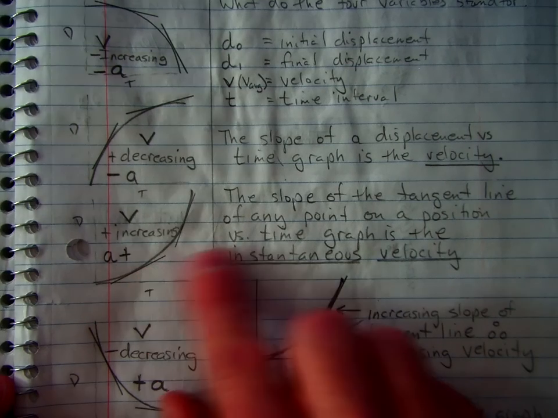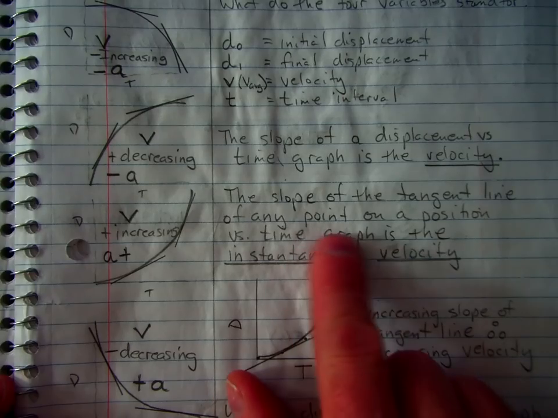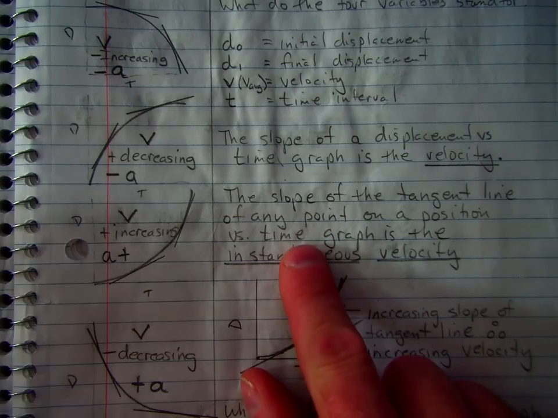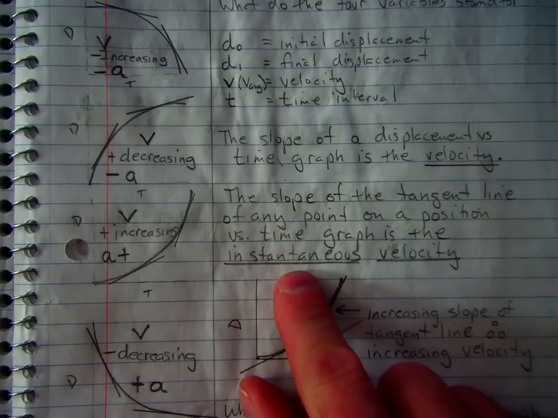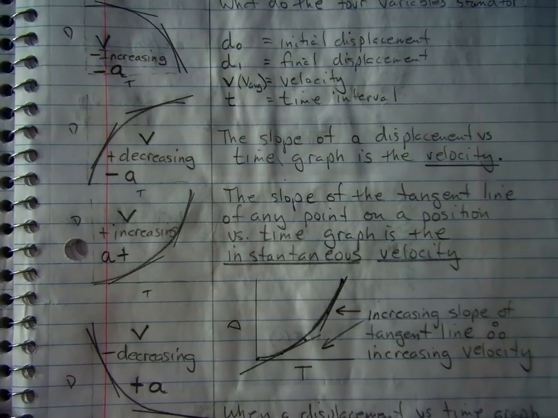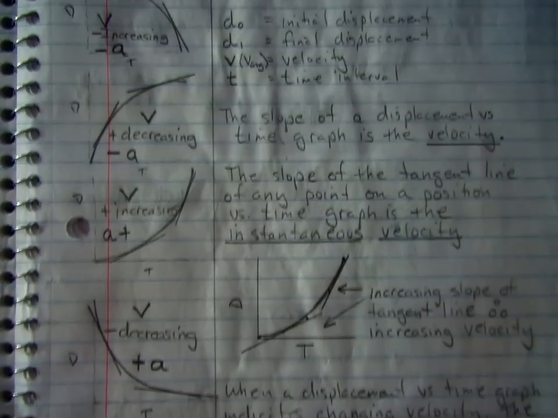So we can say the slope of the tangent line at any point on a position versus time graph that is a curve is the instantaneous velocity. In other words, it is the velocity at and only at that point. Now, we're not going to be asked to do that. You don't need to find instantaneous velocities.